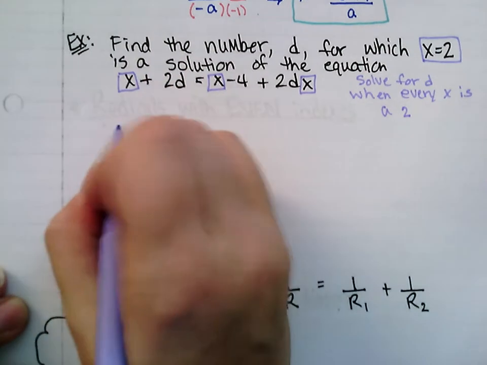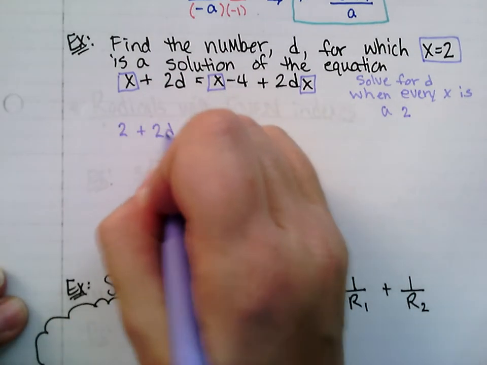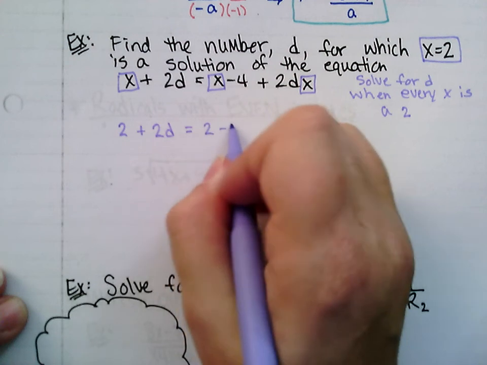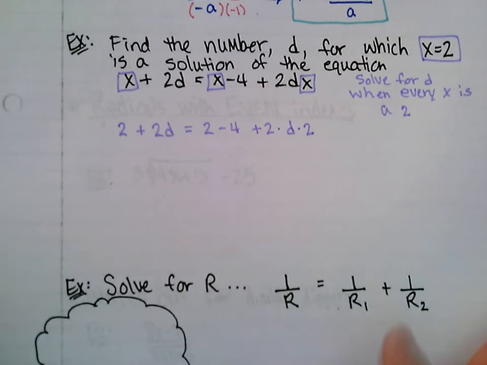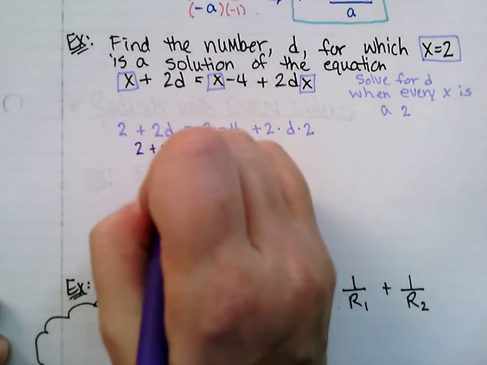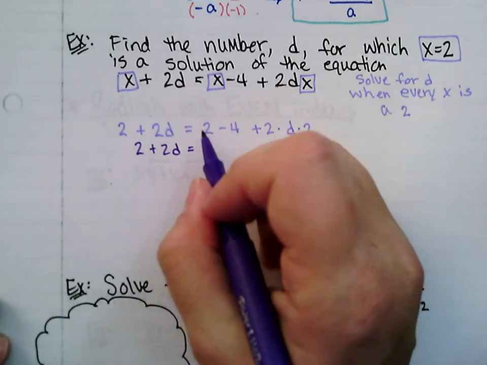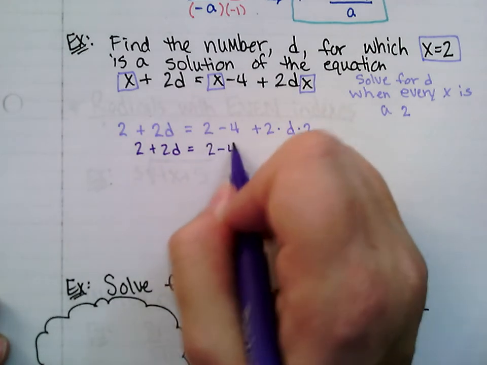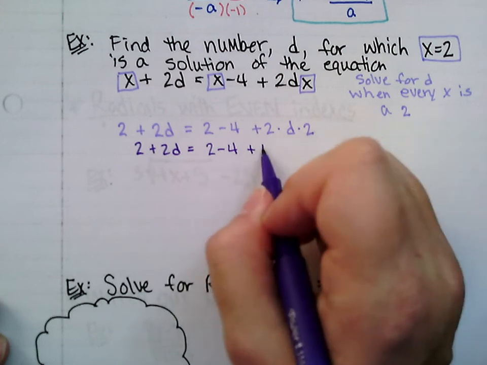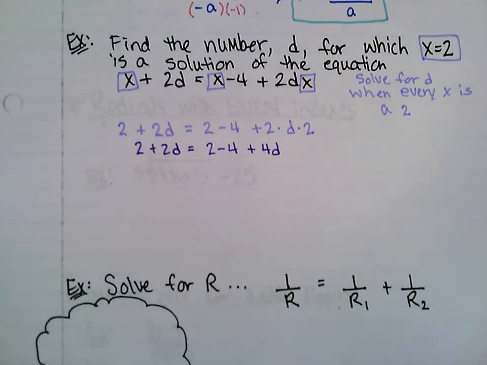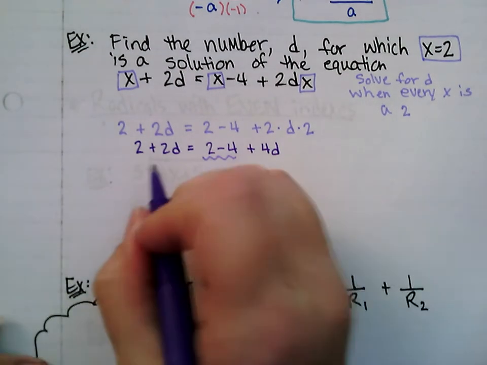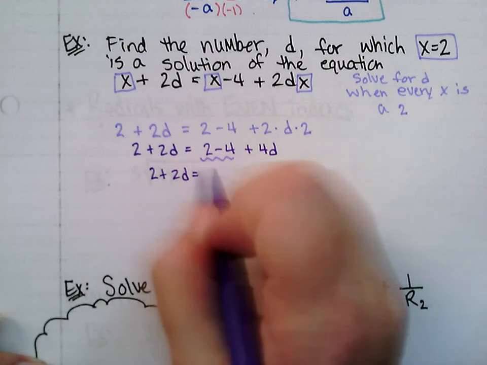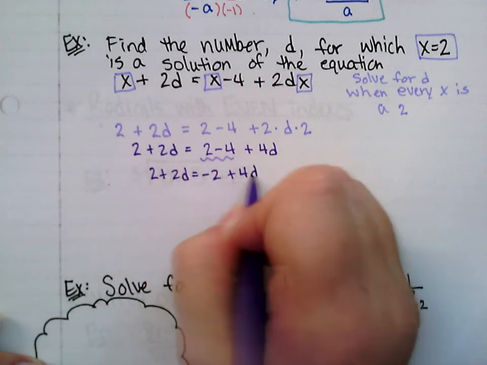So I will rewrite this as 2 plus 2d equals 2 minus 4 plus 2 times d times 2. So clean it up. 2 plus 2d equals 2 minus 4 plus, I'm going to multiply those together, 4d. Then if I combine these like terms here, 2 plus 2d equals negative 2 plus 4d.